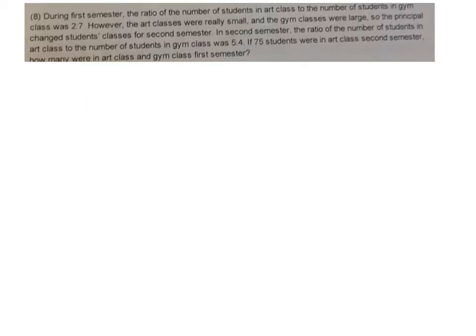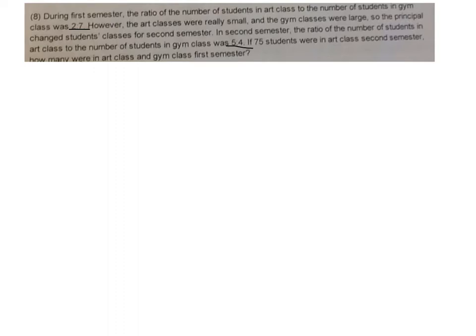Here's the problem. It says that during first semester, the ratio of students in art to gym was 2 to 7. But the art classes were really small, and the gym classes were really large, so the principal changed the students' classes around for second semester, and now the ratio of art to gym is 5 to 4. So here we're dealing with changing ratios.